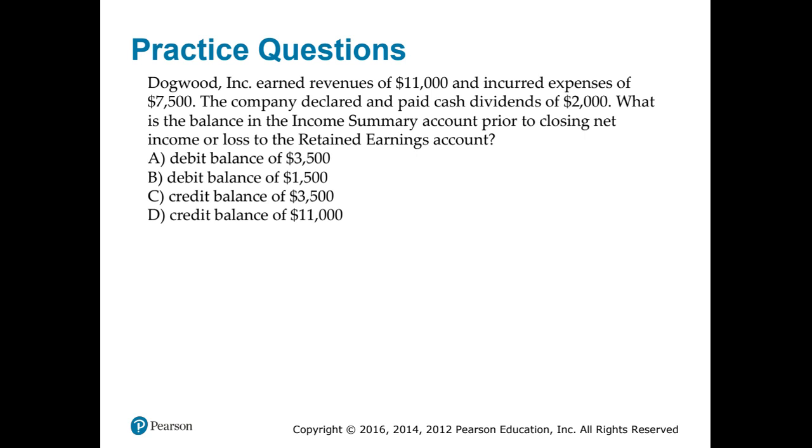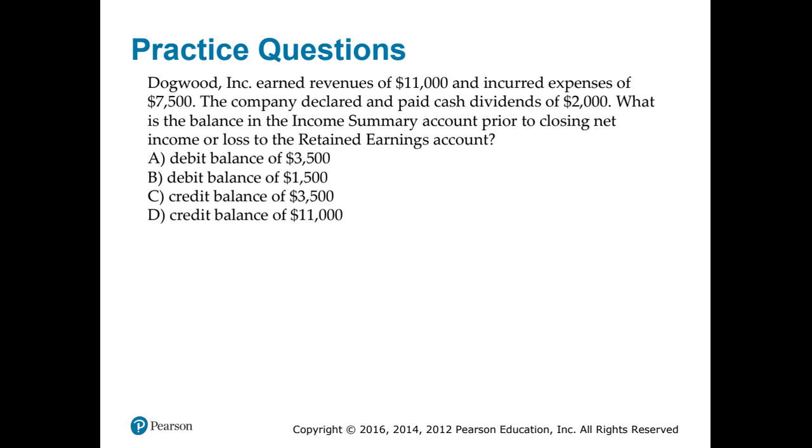All right, so does anyone have this one? I'm assuming B. So Dogwood Inc. earned revenue of 11,000 and incurred expenses of 7,500. The company declared and paid cash dividends of 2,000. What is the balance in the income summary account prior to closing net income?